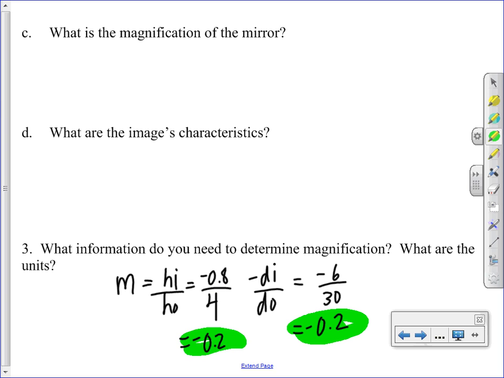The value is less than 1. That means that it's a diminished situation, or it's been shrunken. It has been a reduction. And the minus simply refers to the orientation, that it's going to be inverted, not upright. So when you see magnification in your assignment, don't be surprised.